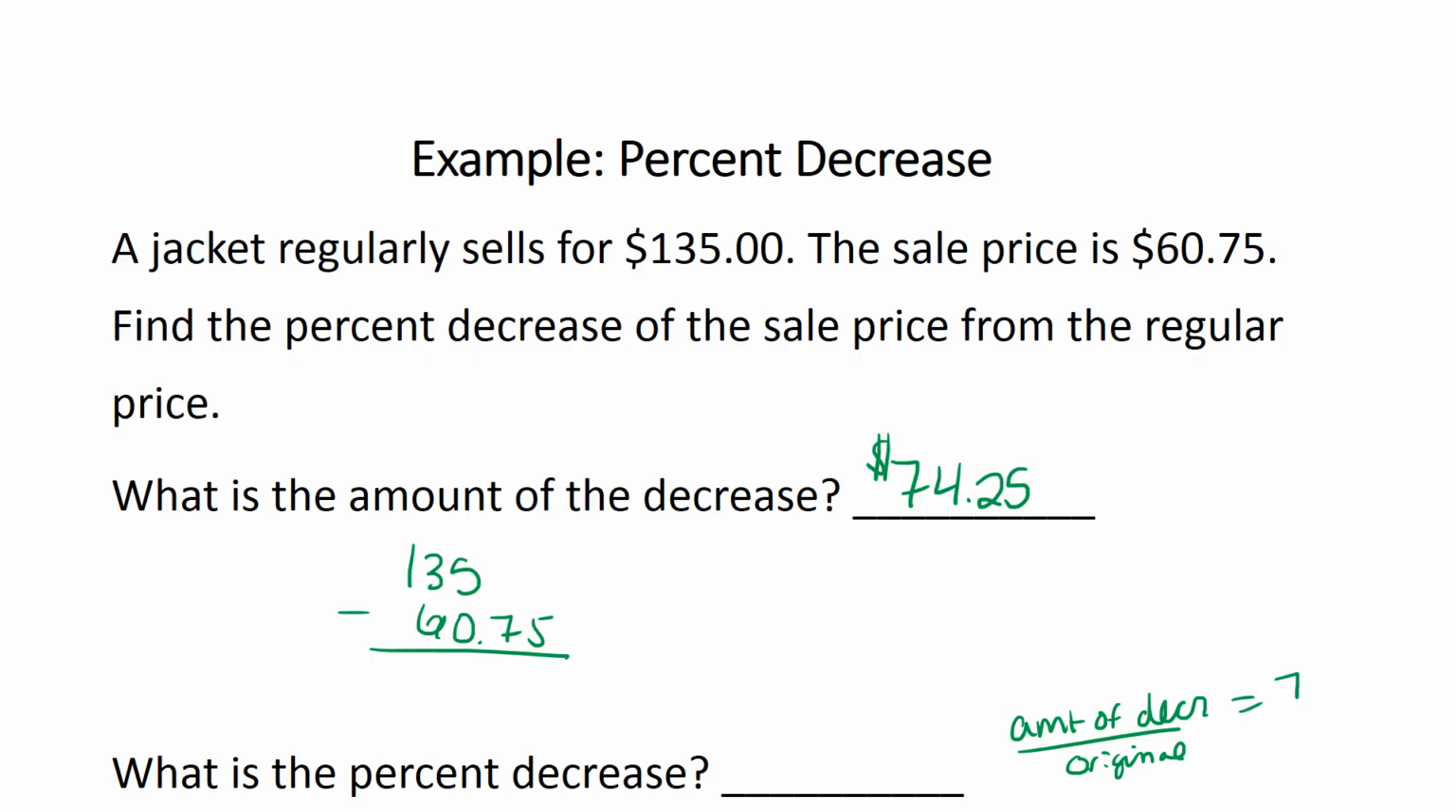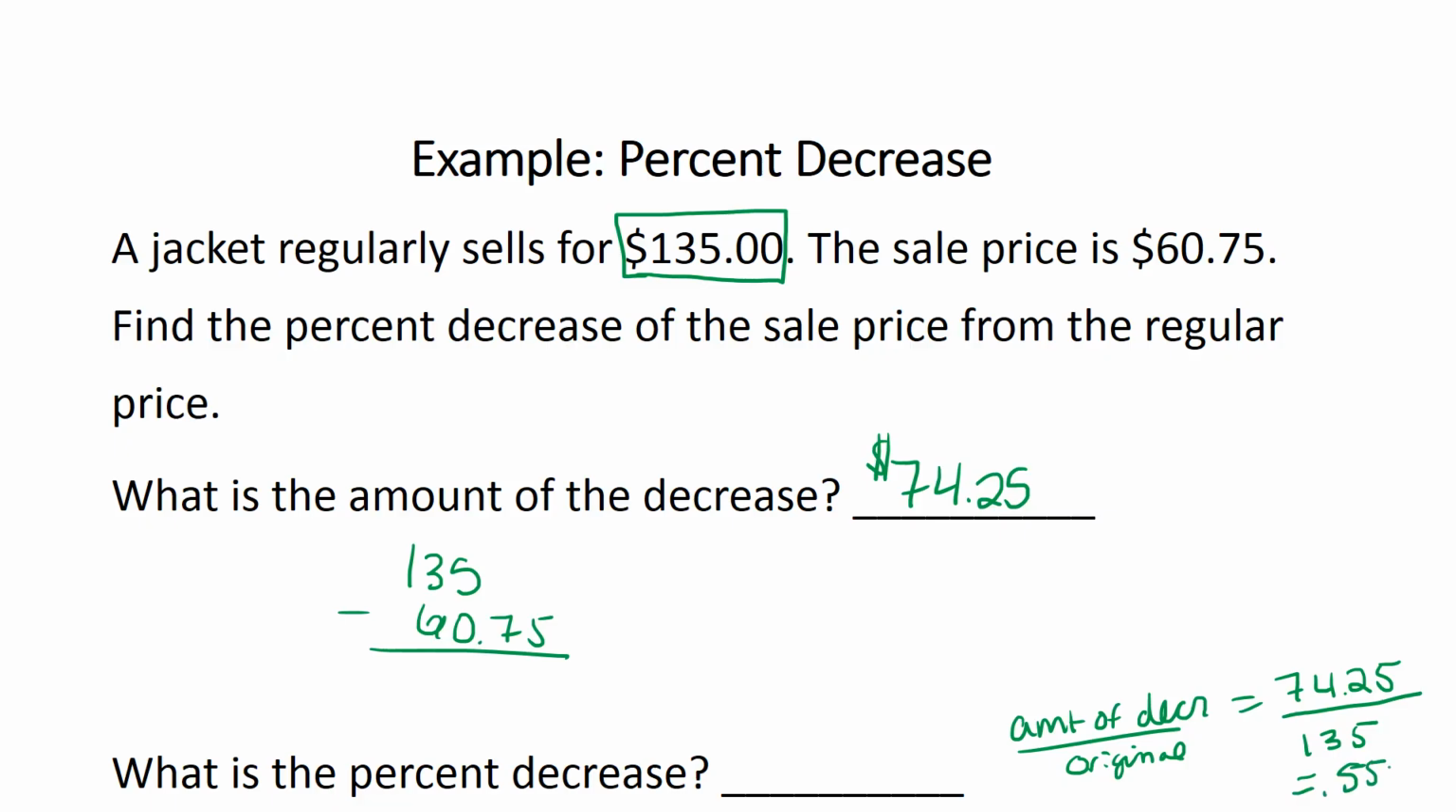So the amount of the decrease is 74.25, and the original amount, again, not the smaller or the larger. You have to look for what it originally sold for, which was $135. If you punch that in the calculator, divided by 135, you will get 0.55.